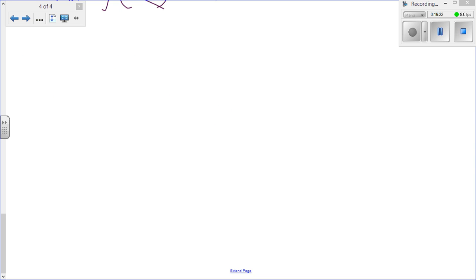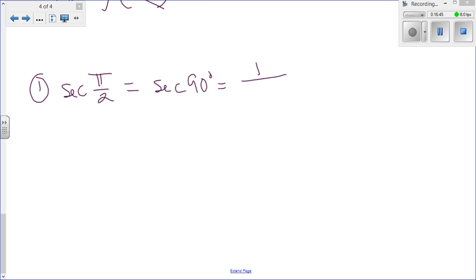Right, find the exact value. Number 1, we have the secant of pi over 2. Well, pi over 2 is 90 degrees. So the secant of 90 degrees. Well, there is no secant, cosecant, or cotangent buttons on the calculator, so we need to turn it into our reciprocal trig function, which would be 1 over the cosine of 90. And the cosine of 90 is 0. Therefore, this is undefined.